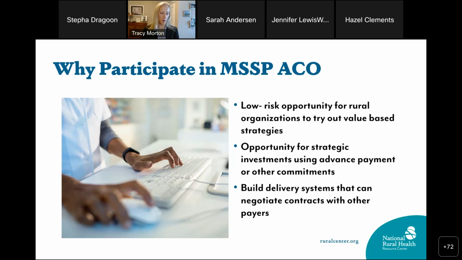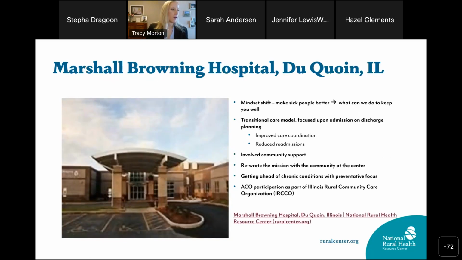This is just two that I grabbed information about, and they happen to be located in Illinois. I apologize for the really granulated picture here of Marshall Browning Hospital. It's a critical access hospital, like I mentioned, located in Illinois. There's a link on here to a video, and that's what I wanted to really share. But in a nutshell, this facility has gone through an important mindset shift from making sick people better to what can we do to keep you well.